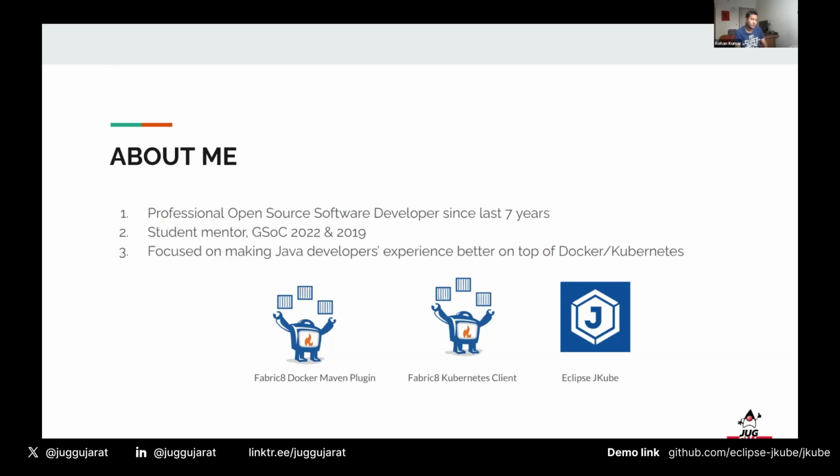Kubernetes Java client is the Java SDK with which you can interact with Kubernetes. And Eclipse JCube, it's a tool that you can use to deploy your Java applications to Kubernetes. So all of these are related to containers and Java in general, and all of them are open source.